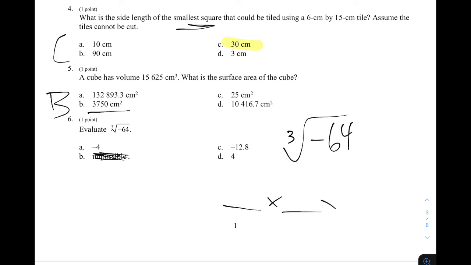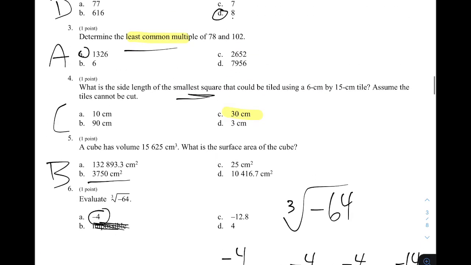It's asking you what times itself times itself is equal to -64. And that answer is going to be, well, 4 times 4 is 16, and 16 times 4 is 64. So it's got to be -4. So if we put in -4 times -4 times -4, we should get -64, which shows up here, -4. Good. Come on back.